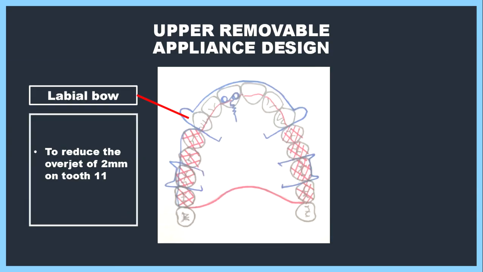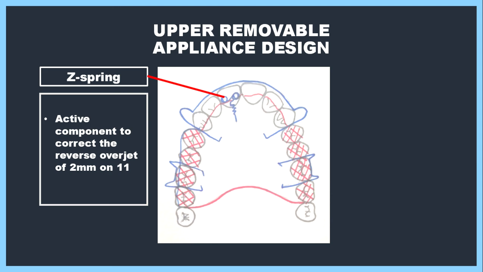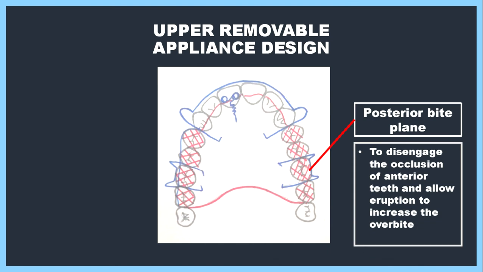For the labial bow, it is used to reduce the overjet of 2 mm on the tooth 21, and for the Z spring, it is an active component to correct the reverse overjet of 2 mm on 11, and the incorporation of posterior bite plane is to disengage the occlusion on the anterior teeth so that it will allow the eruption of the anterior teeth to increase the overbite of this patient, which seems to be reduced.